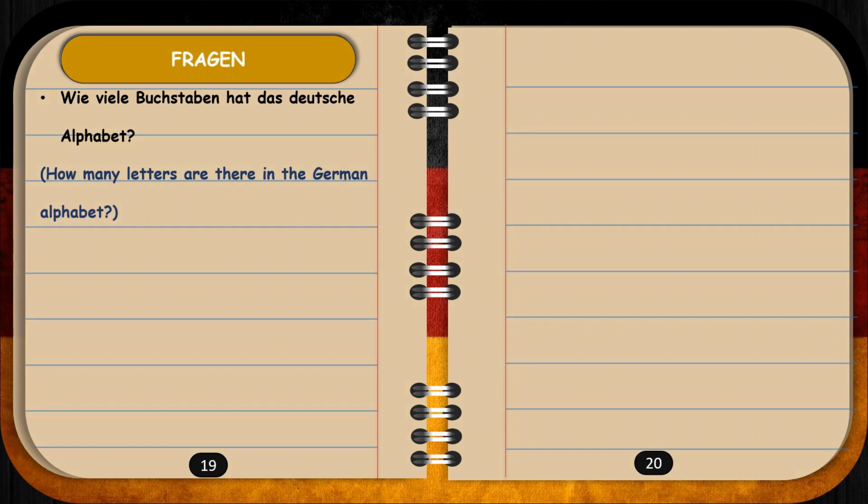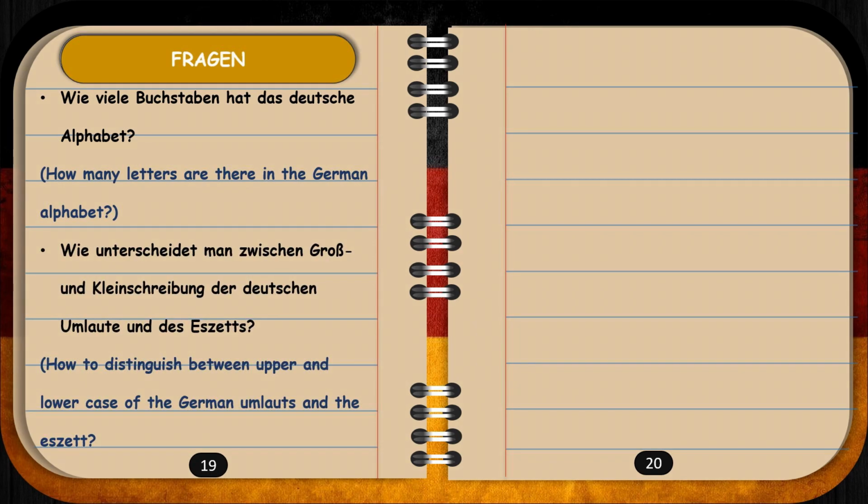Our first question: Wie viele Buchstaben hat das deutsche Alphabet? How many letters are there in the German alphabet? And our second question: Wie unterscheidet man zwischen Groß- und Kleinschreibung der deutschen Umlaute und des Eszets? How to distinguish between upper and lower case of the German umlauts and the eszett?